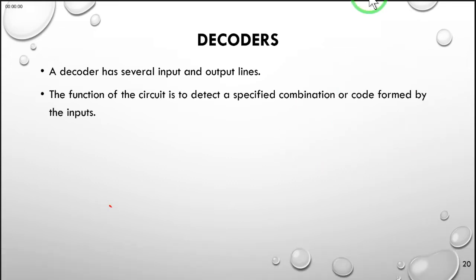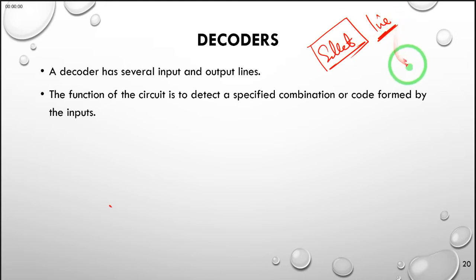So a decoder's function is to detect a specified combination or code formed by the inputs. The same way we were using the select lines to detect which input lines we want to feed to the output, with the decoder, the select lines are absent, and therefore the combination of the required select lines becomes our inputs.